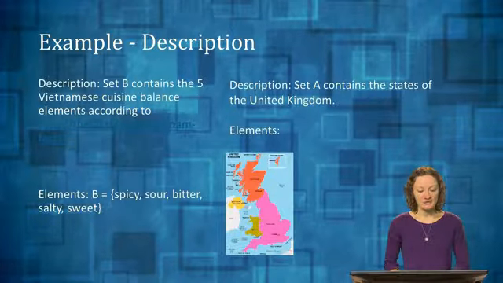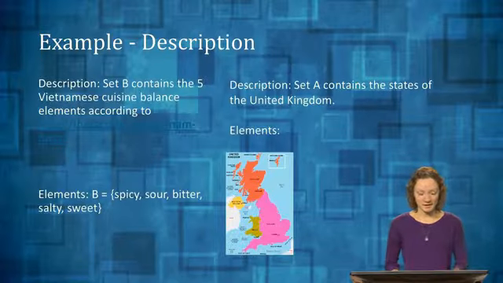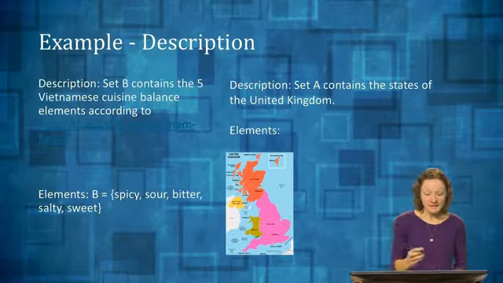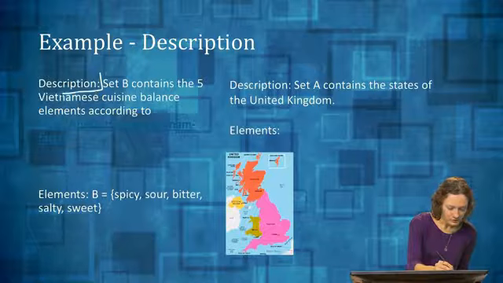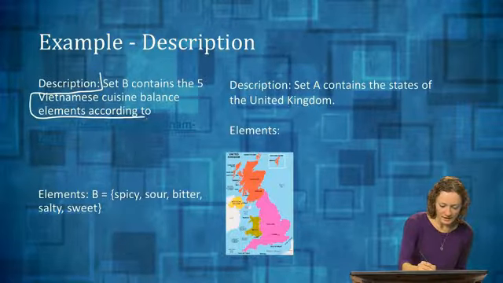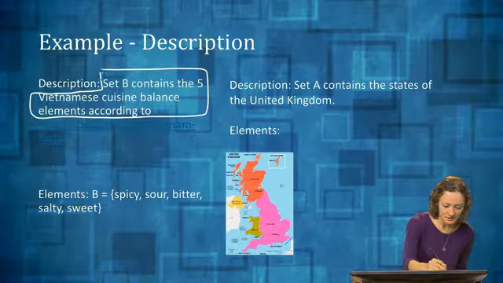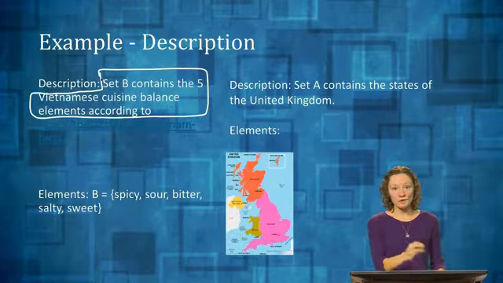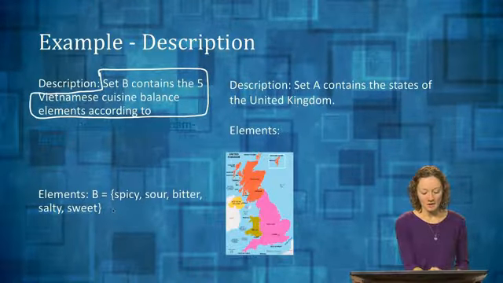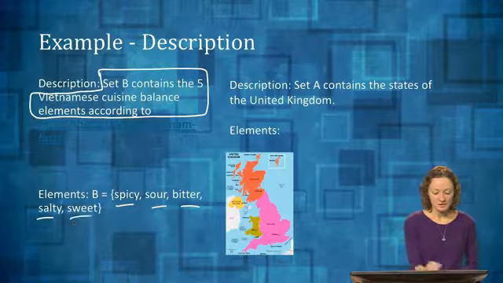Set B contains the 5 Vietnamese cuisine balance elements according to this website. So this is the example of the description. I don't really have a great example other than this. It's as simple as giving that description. And so then those elements, according to the website, are spicy, sour, bitter, salty, and sweet.